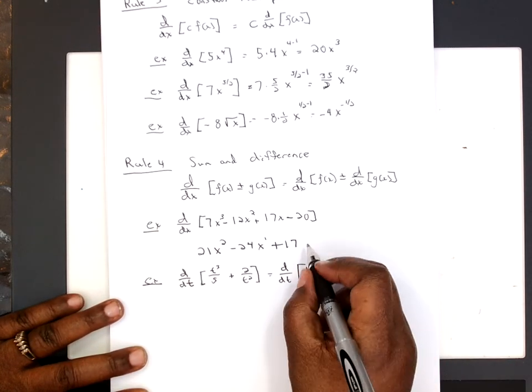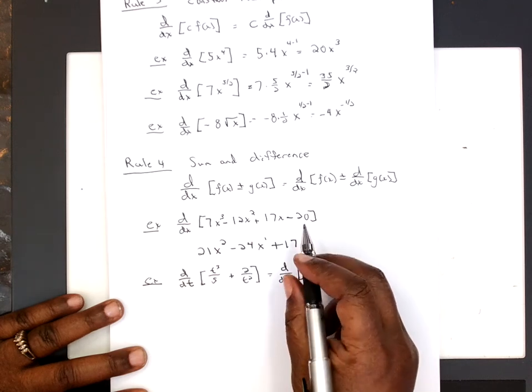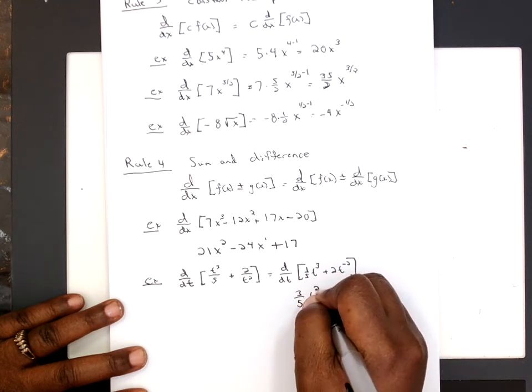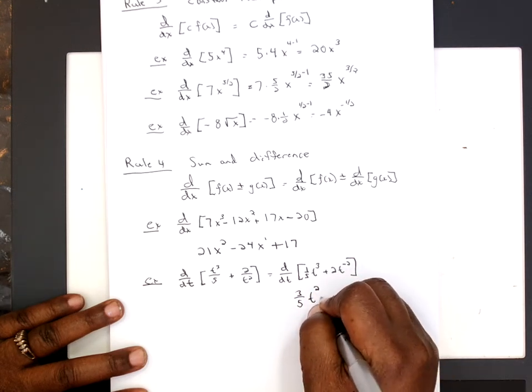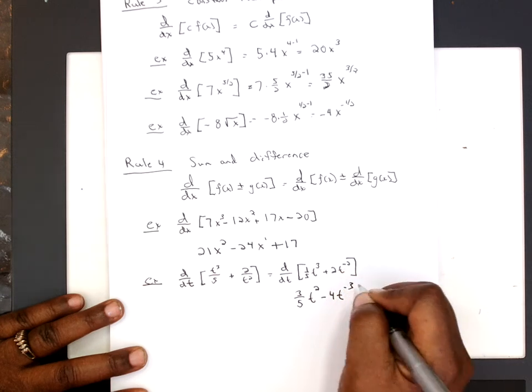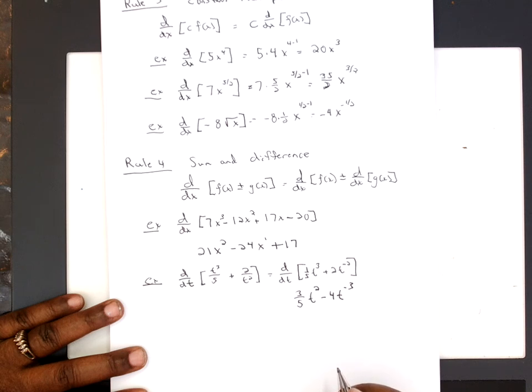Now I can multiply out front. And 1/5 times 3 gives me 3/5 t squared. Multiply the negative 2, I get negative 4t. Negative 2 minus 1 gives me the negative 3 power.